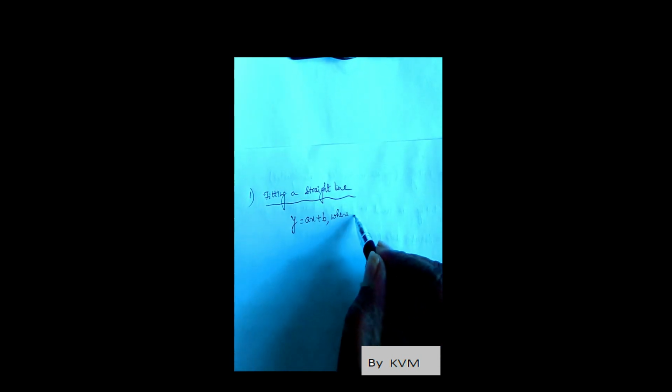So the method we are going to implement is the least square technique to find the best fit line or curve. Now in curve fitting there are three cases. The first one is fitting a straight line of the form y equals ax plus b, where a and b are parameters to be determined.